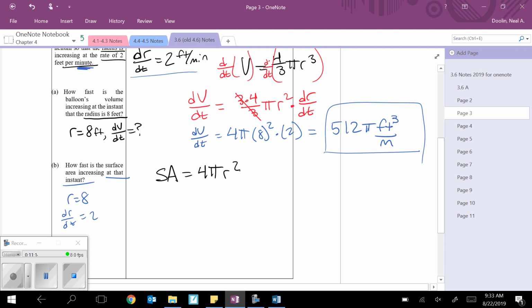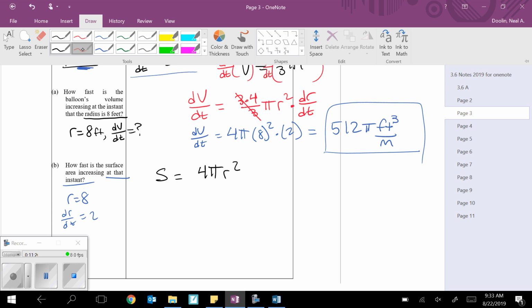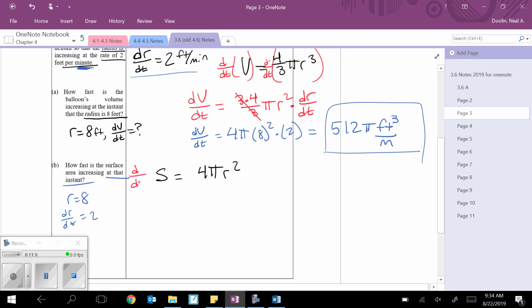And maybe I should just say S instead of SA, just because I don't want to confuse you when we take the derivative. So let's say surface area is 4 pi r squared. And to figure out how these change with respect to time and each other, whoops, that should just be d over dt, I'm sorry. Let's take a derivative of both sides. So let's see, the 2 and the 4 come together to make 8 pi r, and then r changes with respect to time. So now we got the numbers.